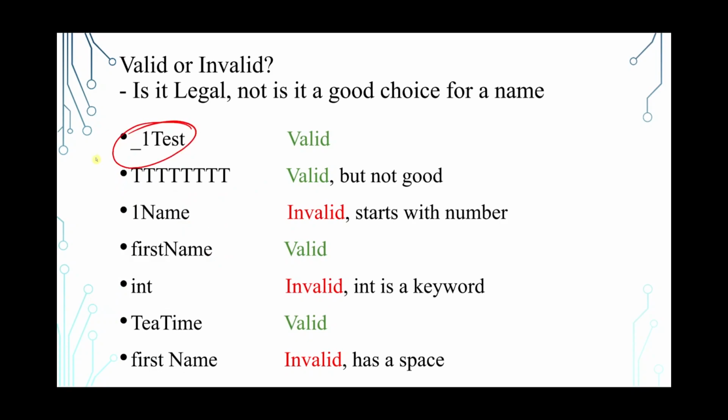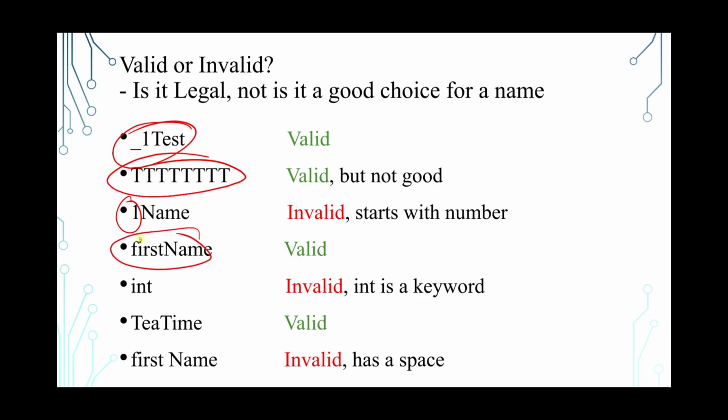This one is valid, and it's okay. Yes, we tend not to start with underscore because it should have special meaning, like they use in networking and all these things. But it's still valid. This one is valid, but it's not meaningful, so it's not good. You start with a number or digit, then it's invalid. This one is very good.